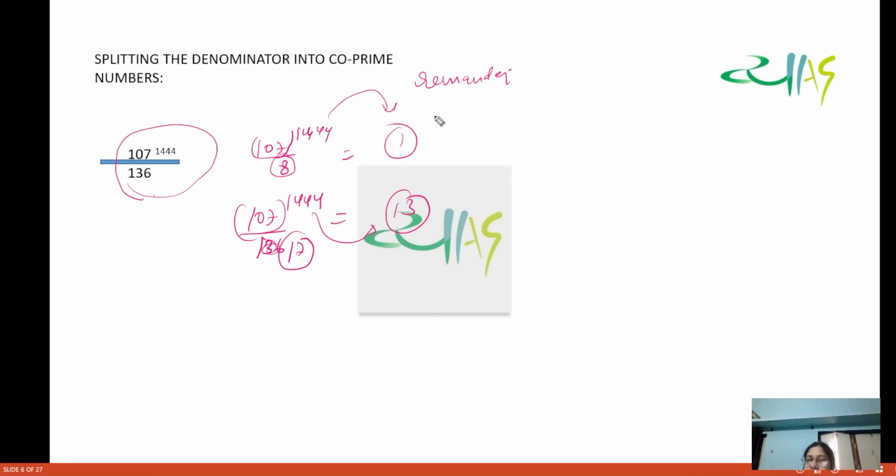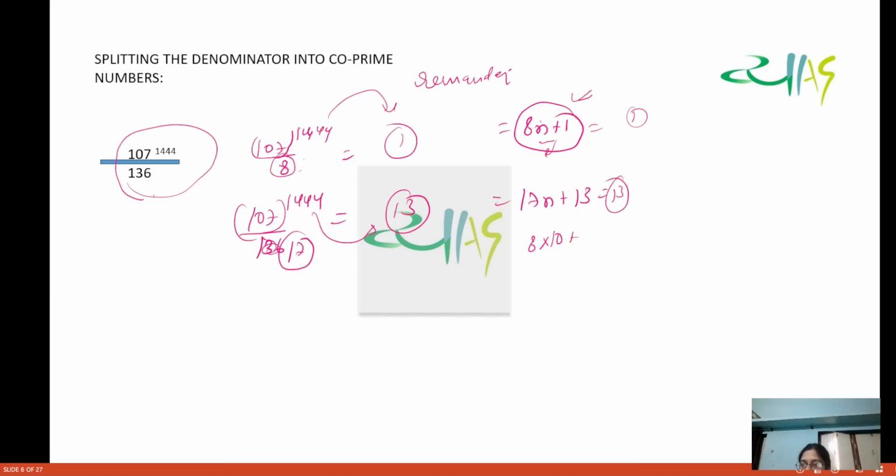See, the number is in the form of 8n plus 1. There are multiple numbers that can give remainder 1. So this number is in the form of 8n plus 1, so when divided by 8, this will give 1 as remainder. And this remainder is in the form of 17n plus 13. So when divided by 17, it has to give 13 as remainder. Now, what value of n will satisfy this number? Let's just see this.